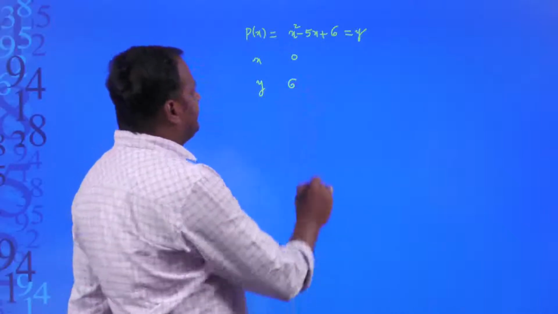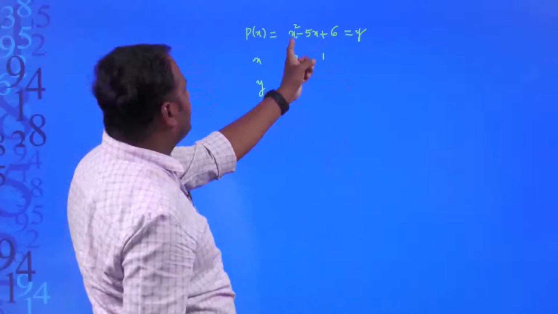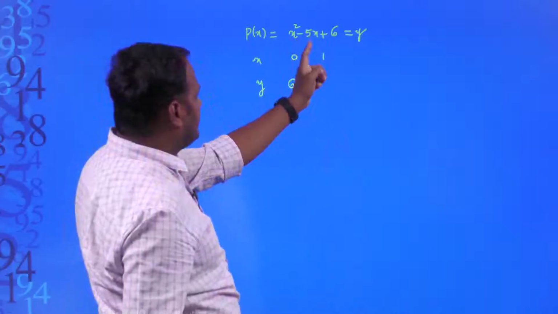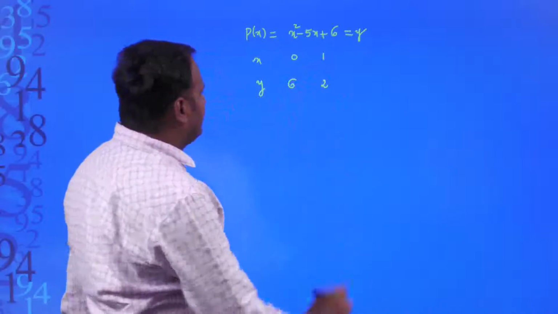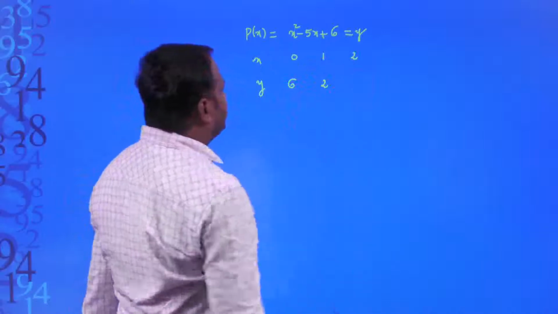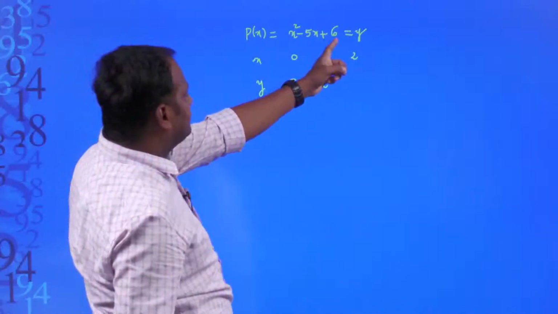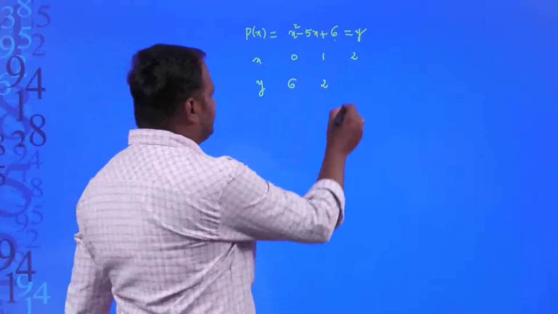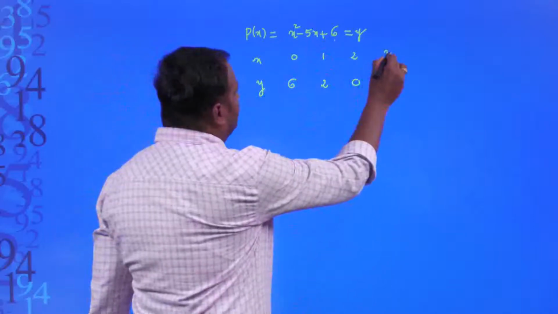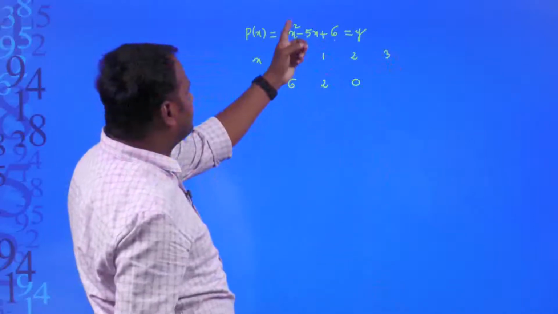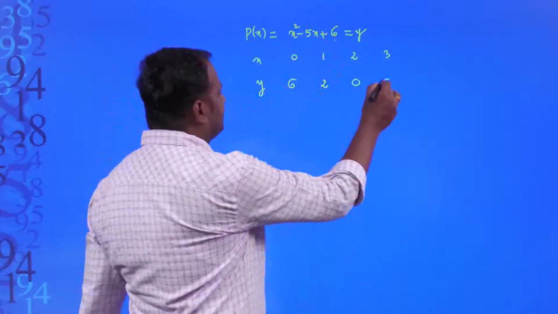Okay. I will take x is equal to 1. If I take x is equal to 1, then it would be 1 minus 5 is equal to minus 4. Minus 4 plus 6 is equal to plus 2. Okay. I will take x is equal to 2 now. If I take x is equal to 2, then it is going to be 2 square is equal to 4 plus 6 is equal to 10 minus 5 2s are 10, 10 minus 10 equal to 0. And then if I take x is equal to 3, then it is going to be 3 square is equal to 9, 9 plus 6 equal to 15, 5 3s are 15, 15 minus 15 is equal to 0.